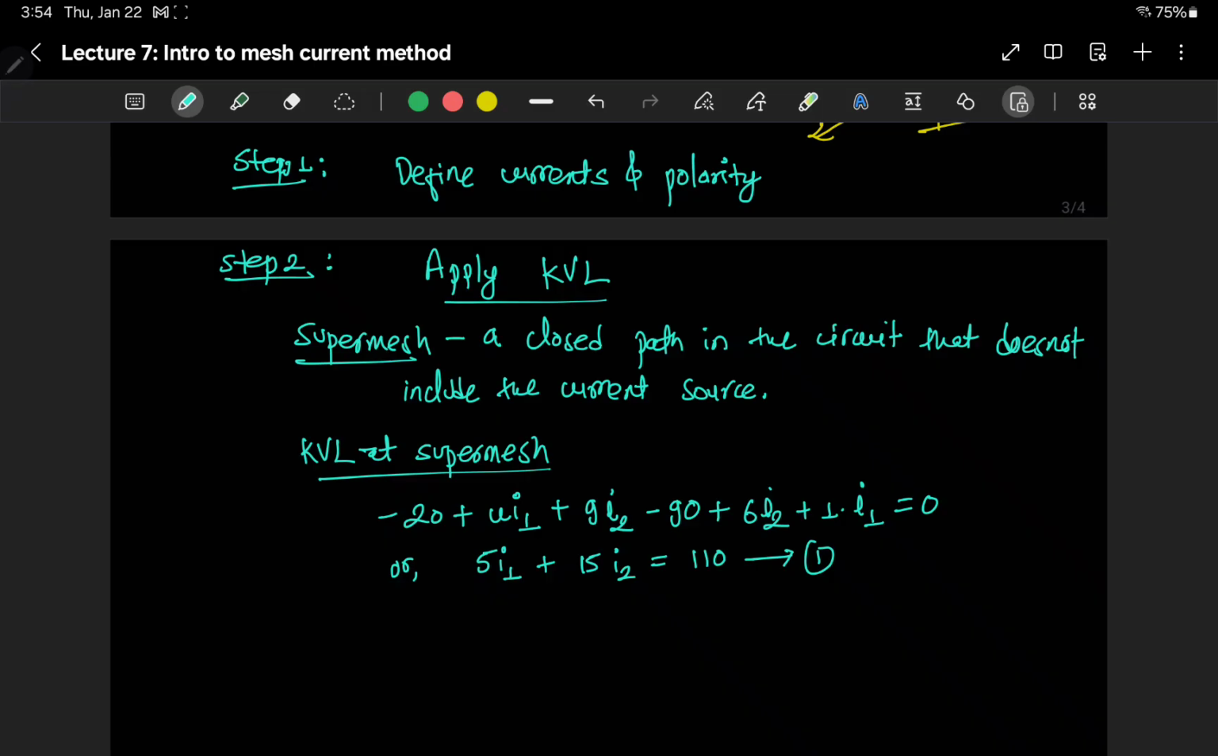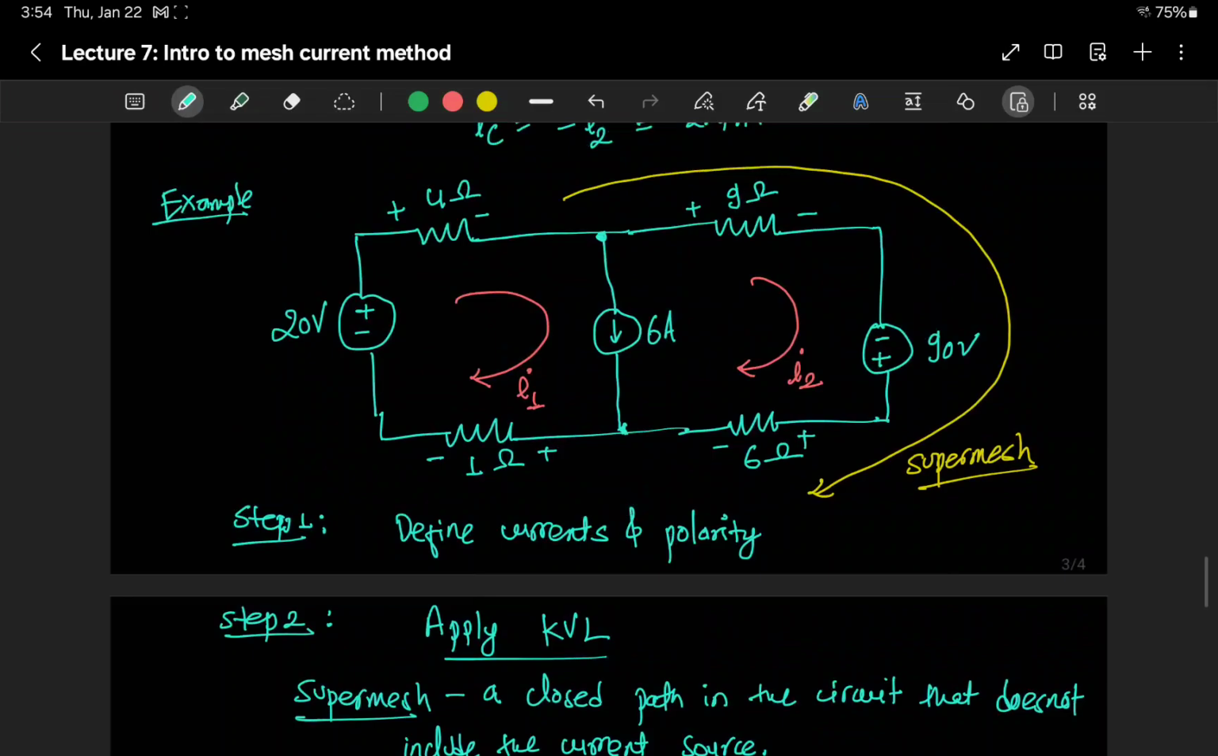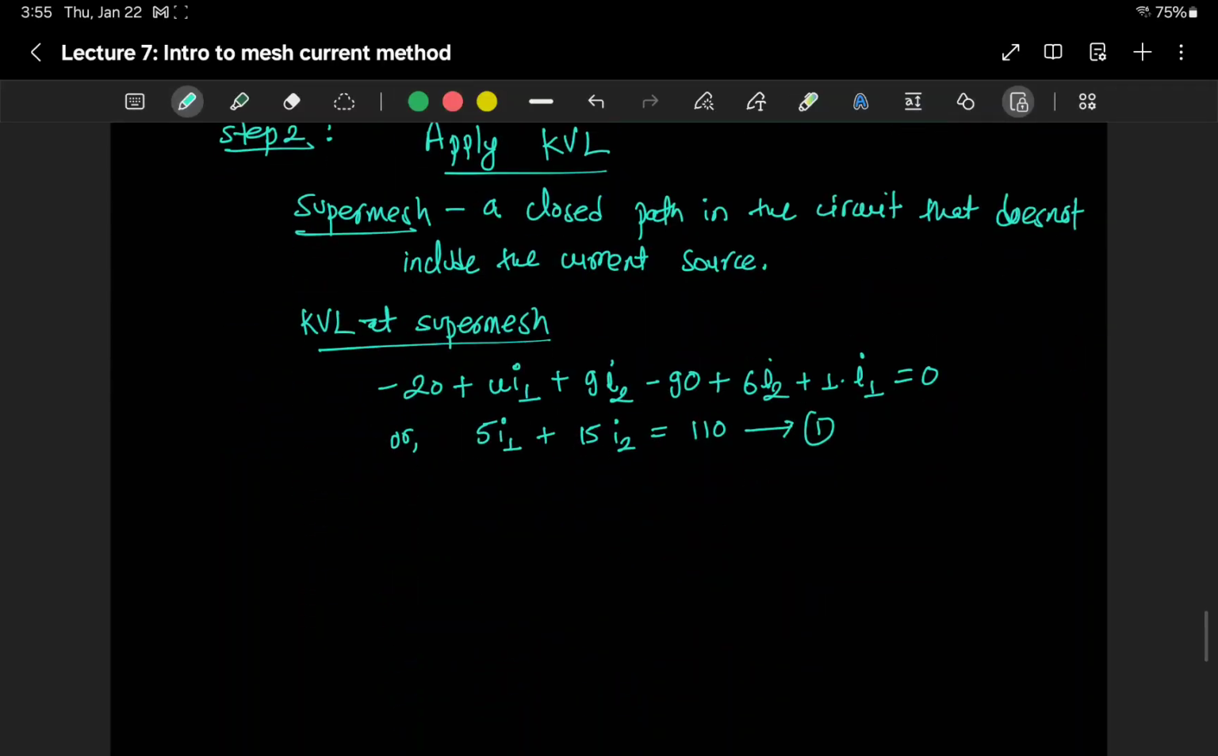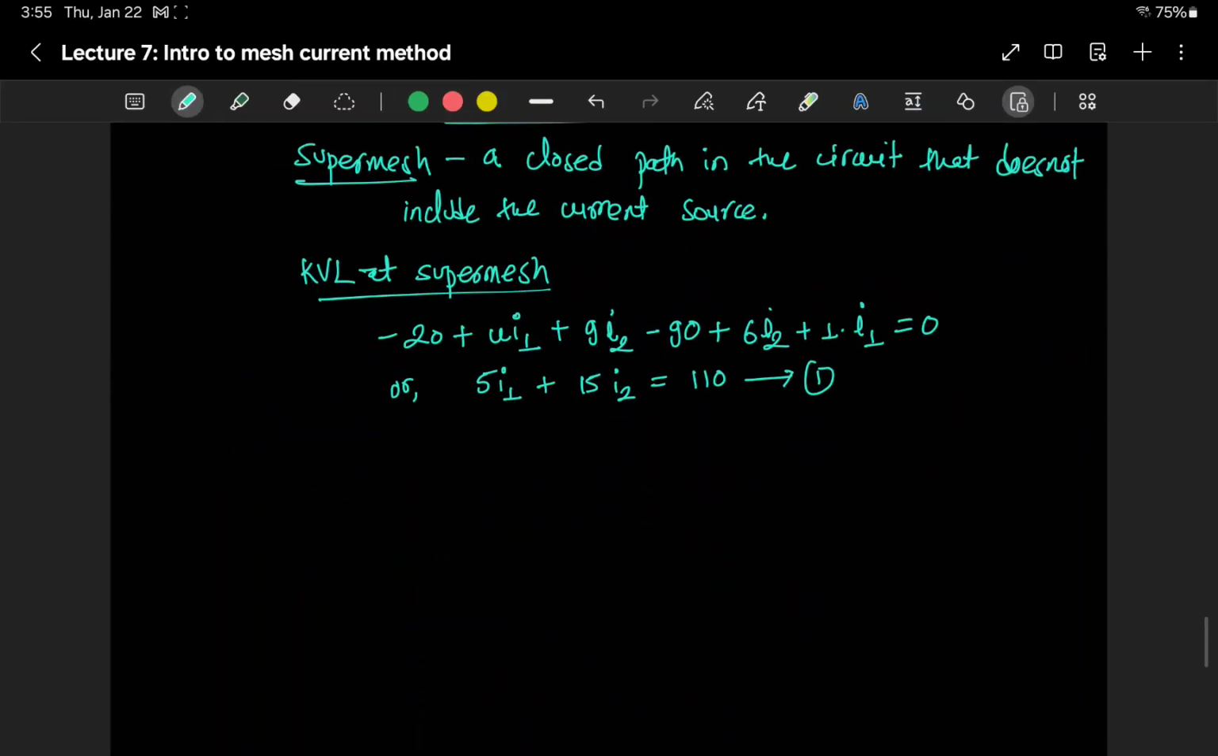So with the super node, whenever we wanted to determine another variable, what we did was we applied KVL. But here for the super mesh, we apply KCL to get the unknown parameter. So for that we try to relate the current source to the other unknown parameters. Here I1 is following this direction, and I2 is following this direction related to the 6 ampere source. And we can just look at this and conclude that 6 is equal to I1 minus I2.